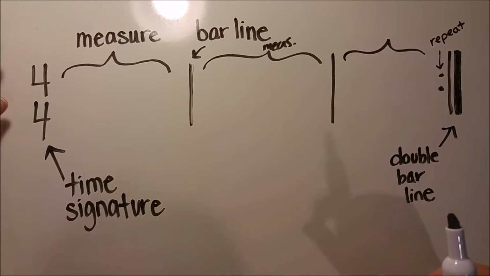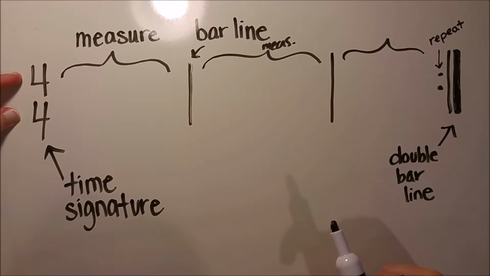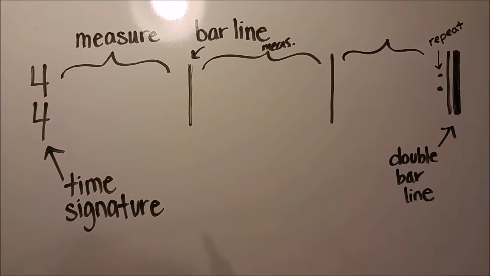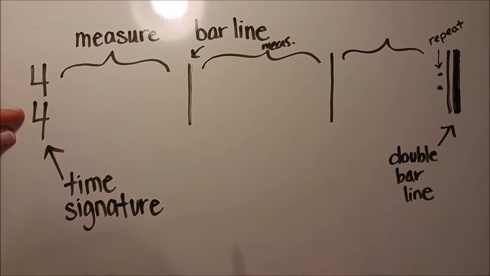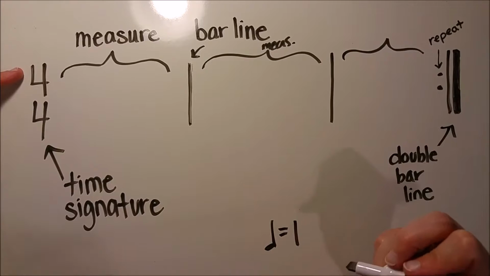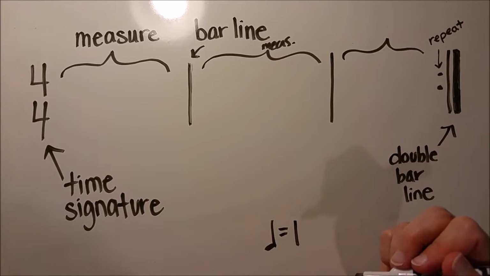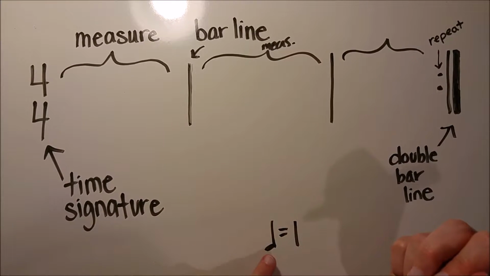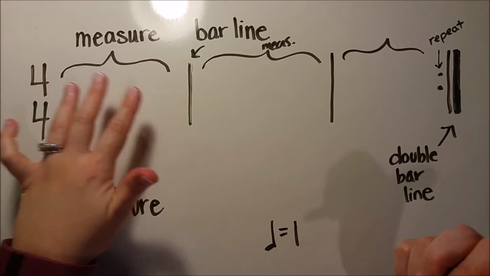So time signature is this. It goes at the beginning of your piece, of your song, of your rhythm, whatever you have. A time signature will be at the beginning. So there are two numbers, 4, 4. Okay, and the top number tells you how many beats are going to be in each measure. So if you recall, the quarter note got 1 beat, right? So we can fit 4 of these quarter notes into our measure.